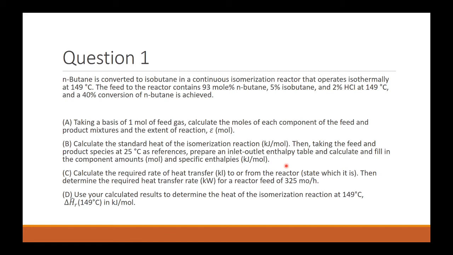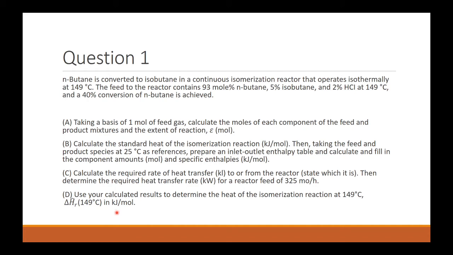Now C. Calculate the required rate of heat transfer to or from the reactor, state which it is. Then determine the required heat transfer rate for a reactor feed of 325 moles per hour. Sorry for the typo there. Now D. Use your calculated results to determine the specific heat of isomerization reaction at 149 degrees Celsius in kilojoules per mole.